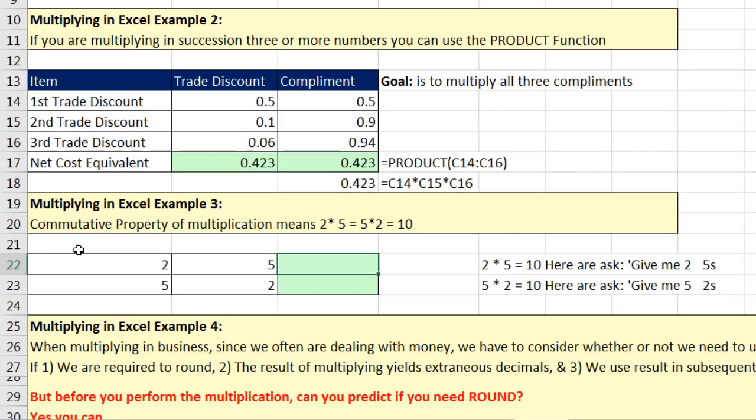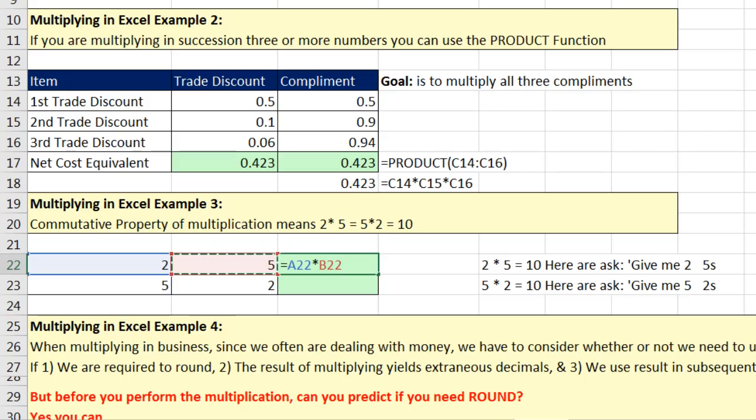Now, example number 3, we've got to talk about the commutative property of multiplication. We saw with addition, if we had 2 plus 5, that would be the same as 5 plus 2. Well, in multiplication, remember, commutative comes from the word commute, which means to move around. So 2 times 5 is the same as 5 times 2. Equal sign, left arrow, times, left arrow.